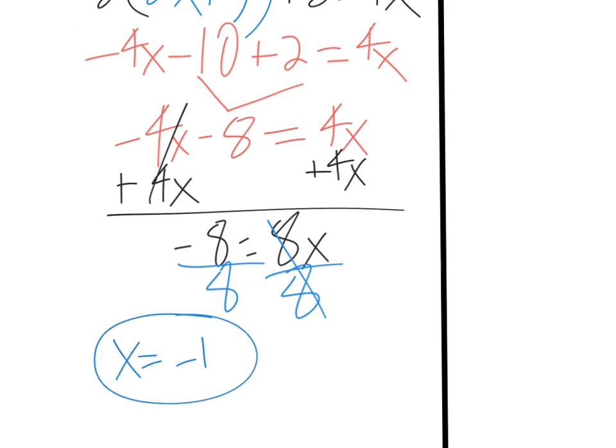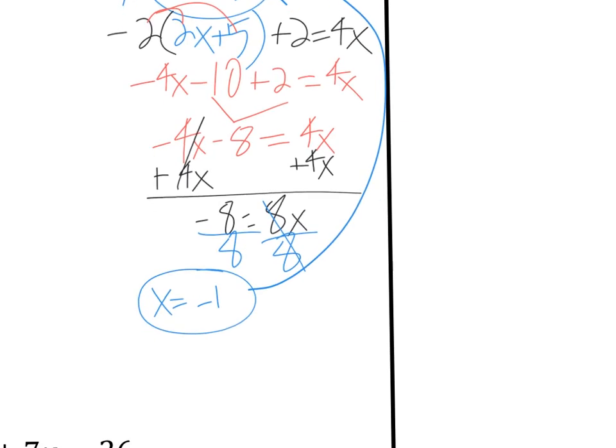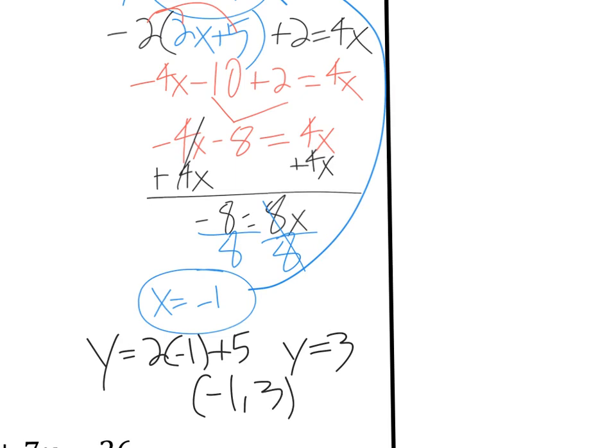So if x equals negative 1, we need to figure out what y equals. We know that y equals 2x plus 5. So y equals 2, parentheses, negative 1. Replace the x with the negative 1, plus 5. This will make negative 2. 5 minus 2 is 3, so y equals 3. So final answer, negative 1, comma 3. And that's it for example 3.